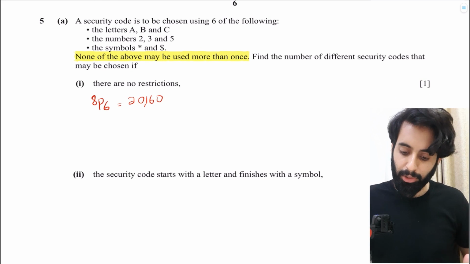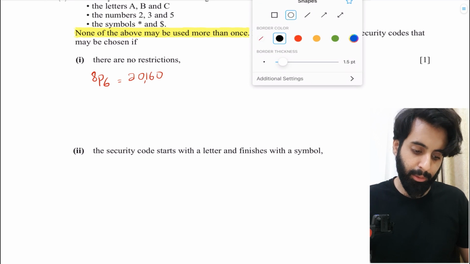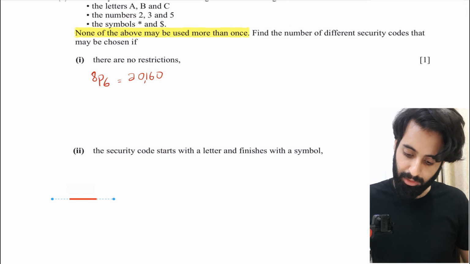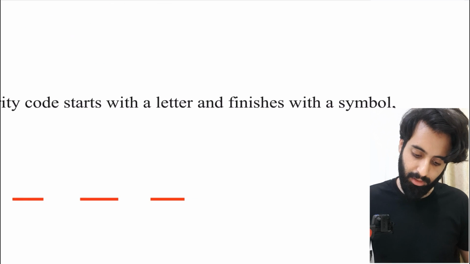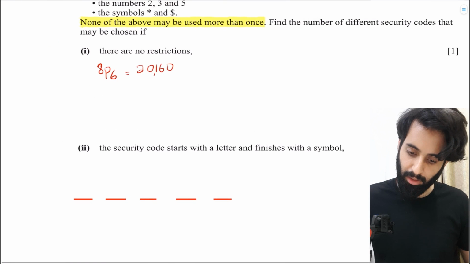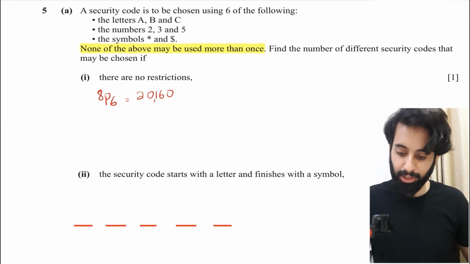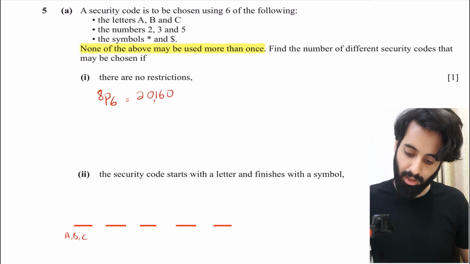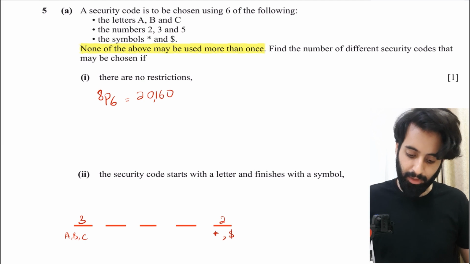Next, the security code starts with a letter and finishes with a symbol. At this point, let's add a bit more detail. Let's make 6 blanks: 1, 2, 3, 4, 5, and 6. If it starts with a letter, that means for the first place we have 3 options, and they are A, B, and C. So I'm going to write 3 here. It ends with a symbol, so for the last place we have 2 options, and they are star and dollar.